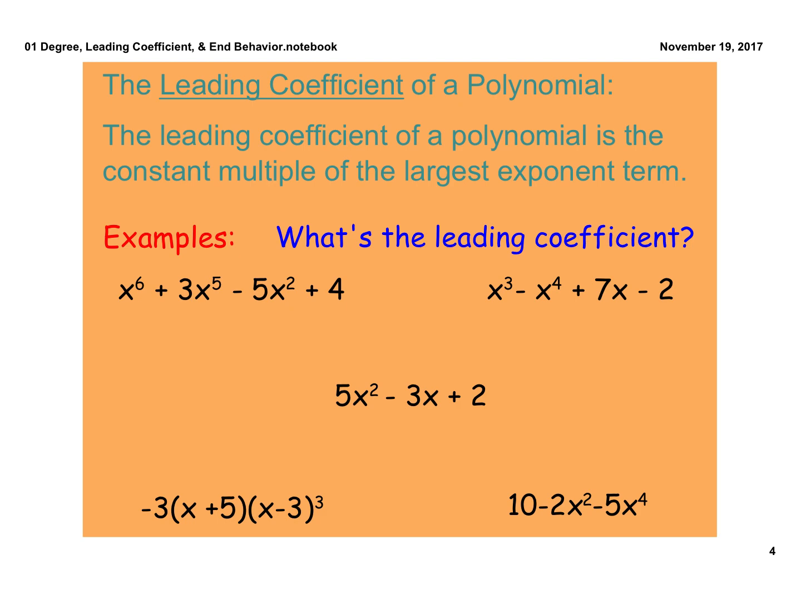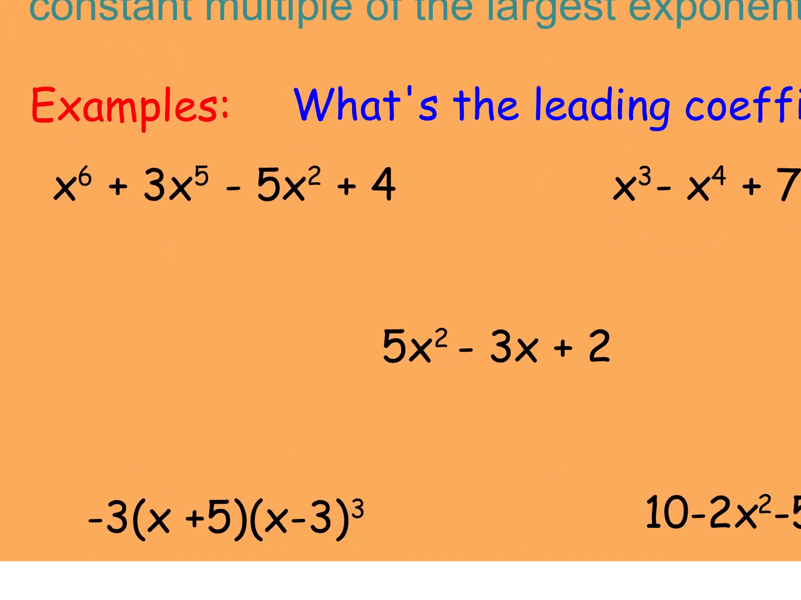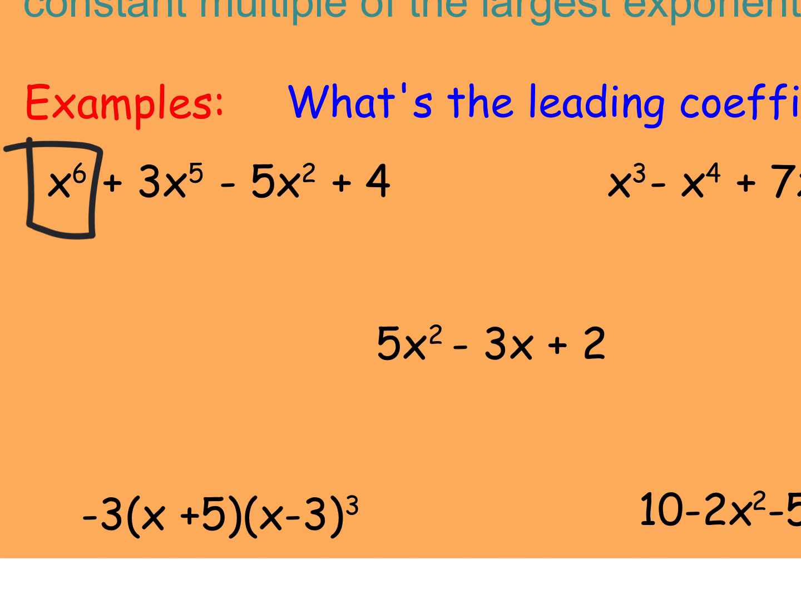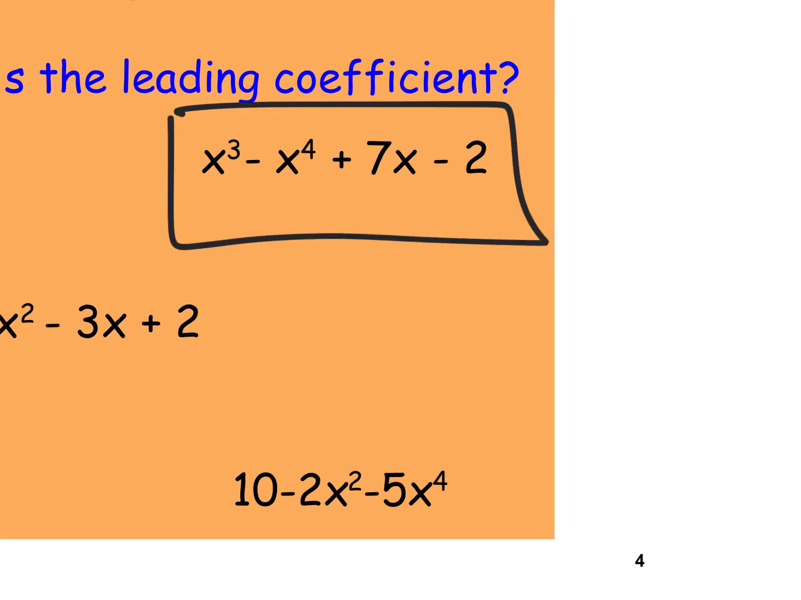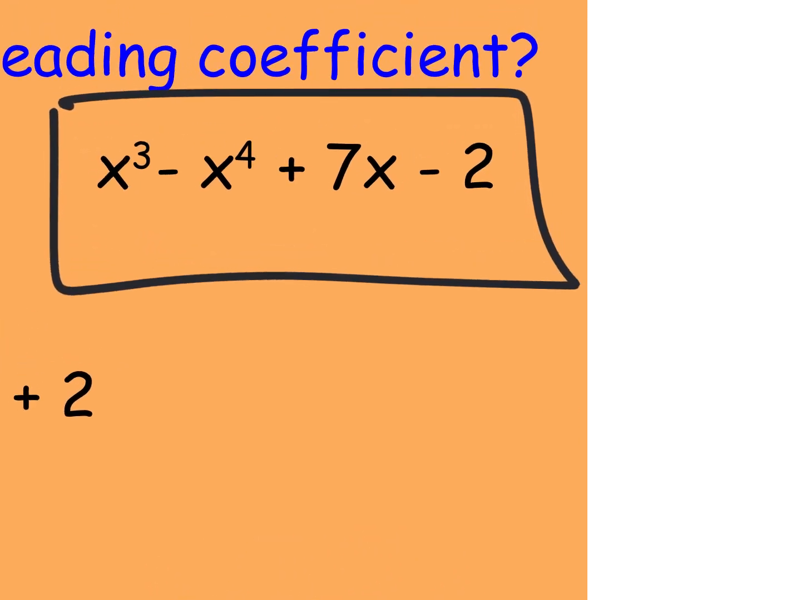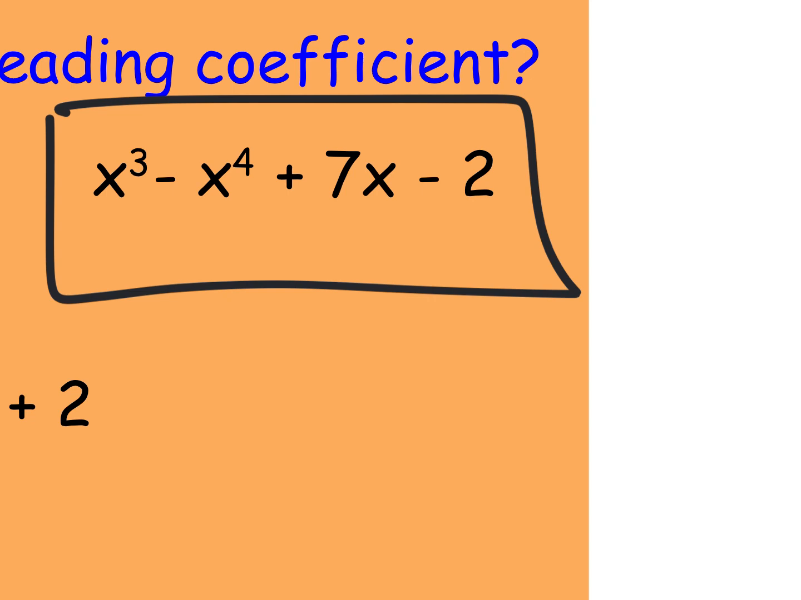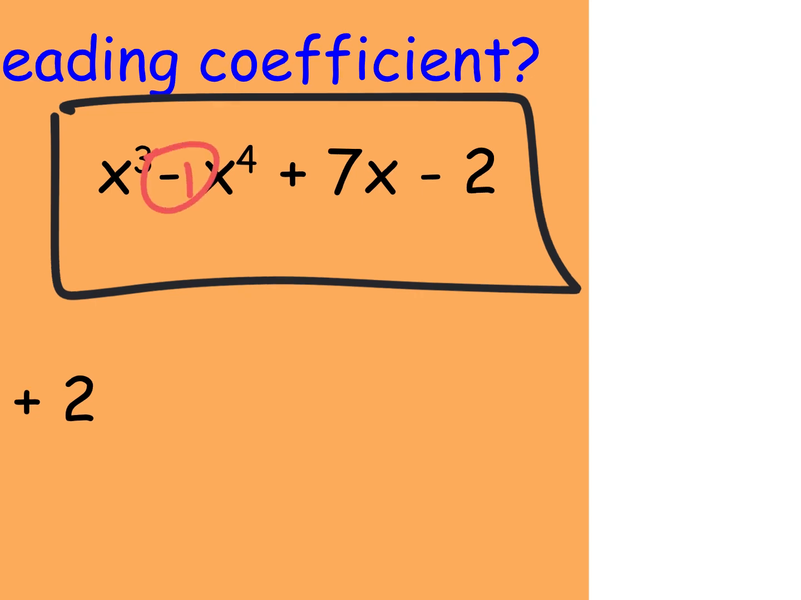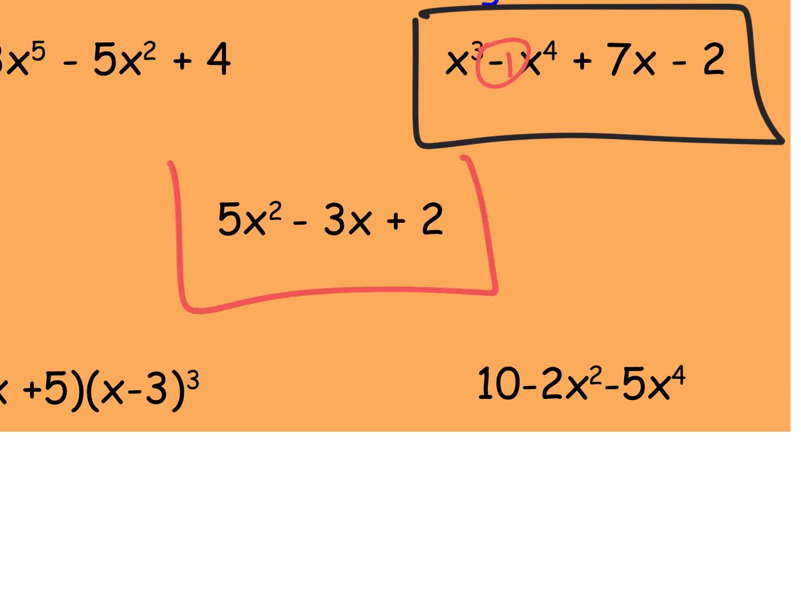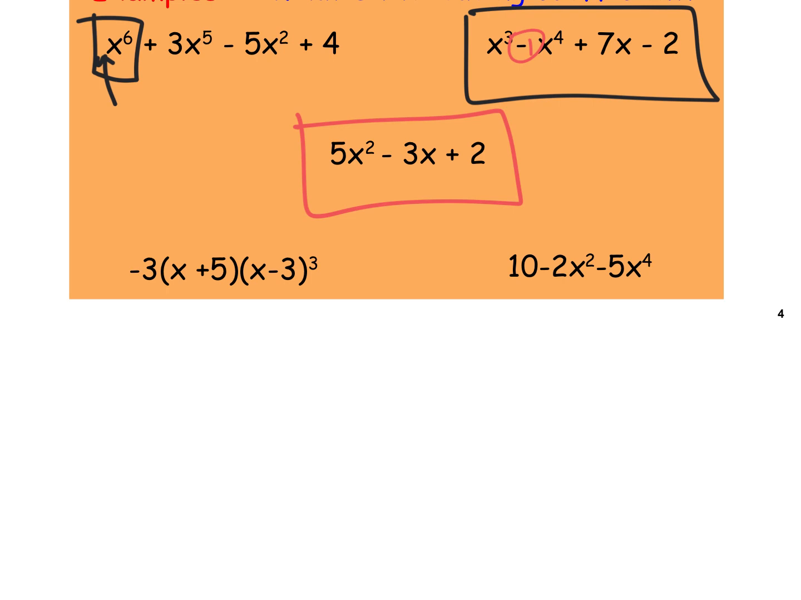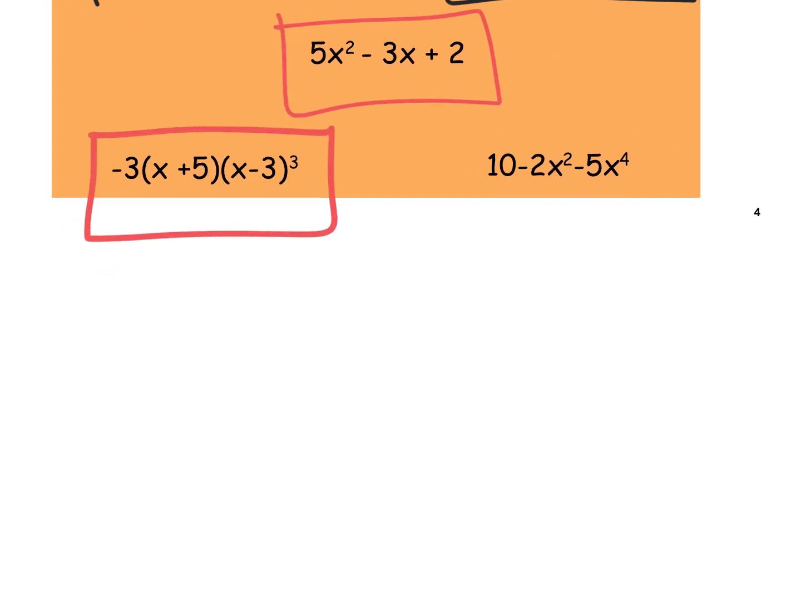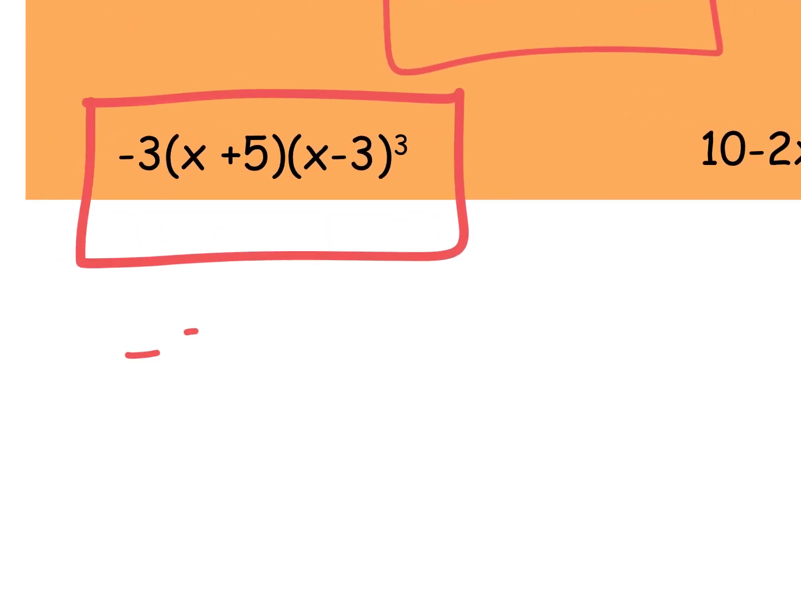What's the leading coefficient? Oh, this is pretty easy. By now you know to look for this. This is the biggest power. And then what's the coefficient? It's the 1 in front of that. What's the lead coefficient here? Be careful. It's not 1. -1. What's the lead coefficient here? Say it if you know it. 5. How about here? Ew. -3.